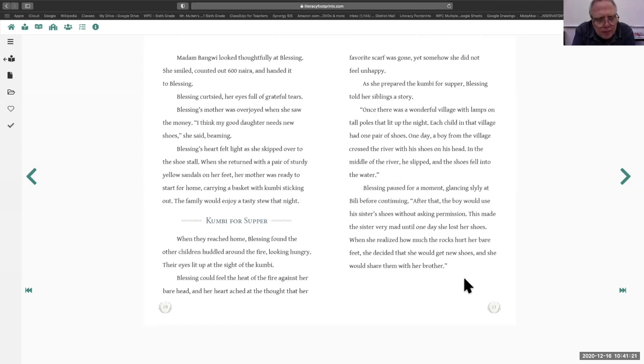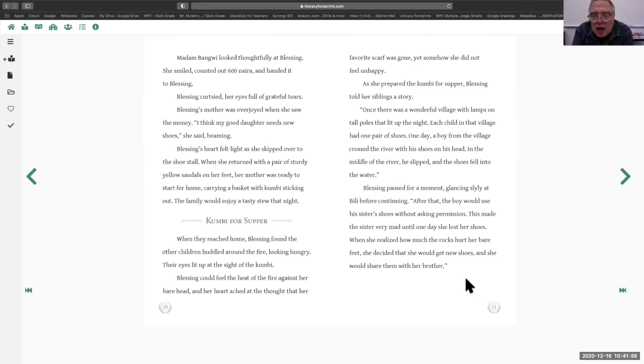Kumbi for supper. When they reached home, Blessing found the other children huddled around the fire looking hungry. Their eyes lit up at the sight of kumbi. Blessing could feel the heat of the fire against her bare head, and her heart ached at the thought that her favorite scarf was gone, yet somehow she did not feel unhappy. As she prepared the kumbi for supper, Blessing told her siblings a story. Once there was a wonderful village with lamps on tall poles that lit up the night.